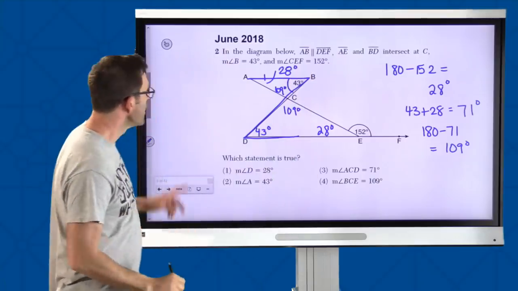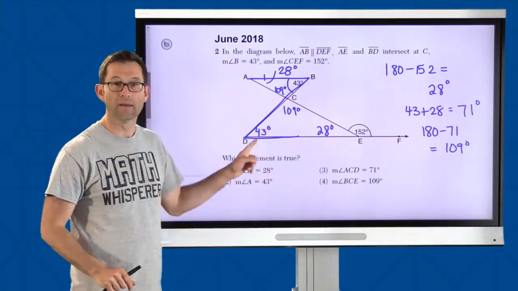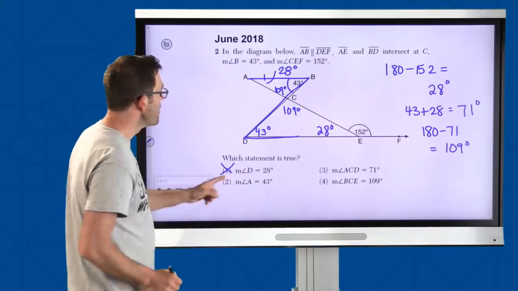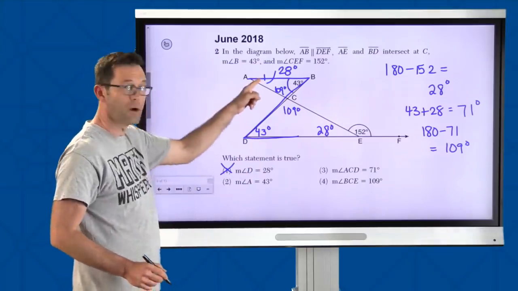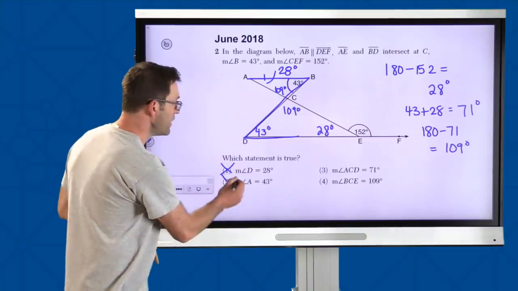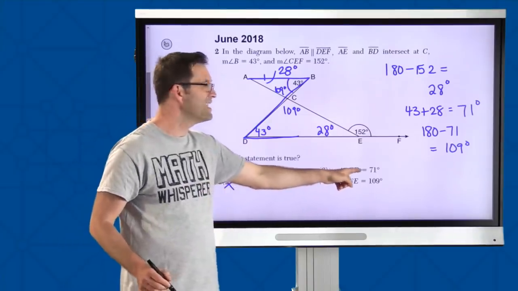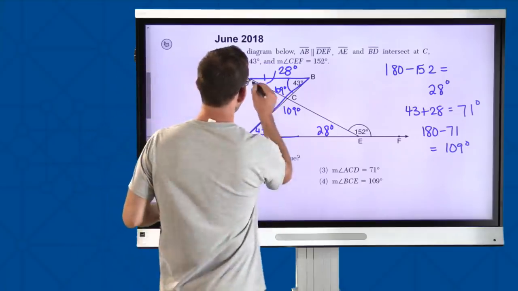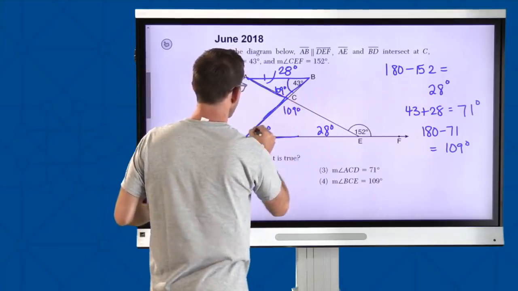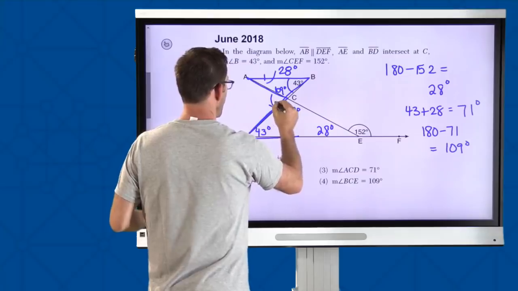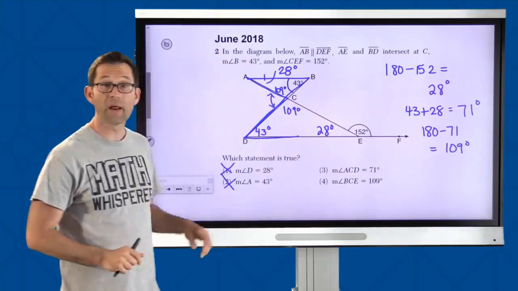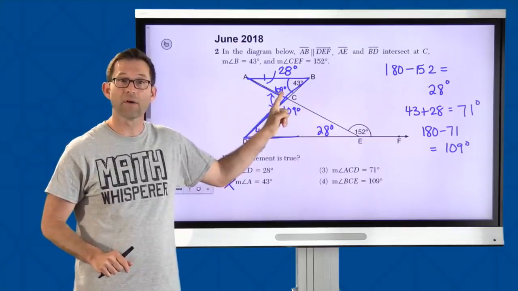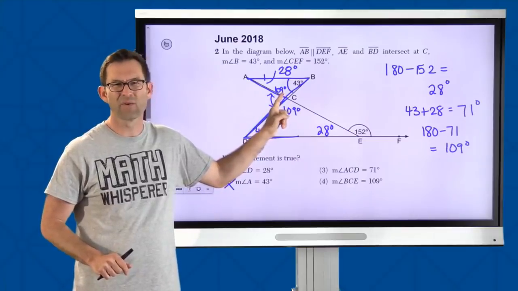All right, let's take a look. First, measure of angle D is 28. No, measure of angle D is 43. So, nope. Measure of angle A is 43. No, measure of angle A is 28. Measure of angle ACD is 71. ACD. What's ACD? Well, ACD is this angle here, right? That's angle ACD. And I haven't actually figured out what that angle is, but this angle is 109 degrees. It may not look like 109 degrees.